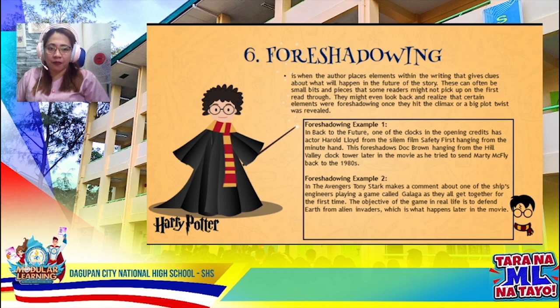Another example is from the Avengers. Tony Stark makes a comment about one of the ship's engineers playing a game called Galaga as they all get together for the first time. The objective of the game in real life is to defend Earth from alien invaders, which is what happens later in the movie. So that's the hint: someone is playing the game Galaga, and at the end of the story, we learn that the final antagonists from the movie Avengers are aliens. So they're fighting alien invaders.